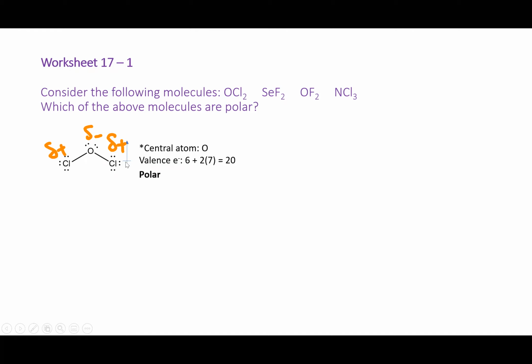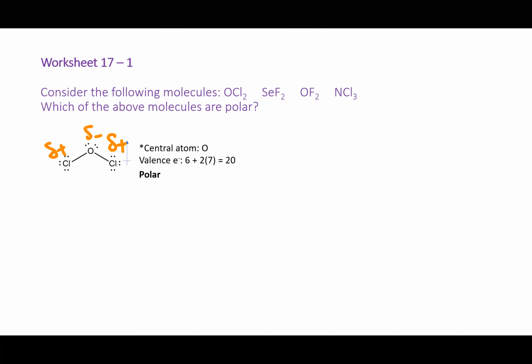So this bar right here indicates a partially positive charge here where the chlorines are located, and this arrow here indicates where the partially negative charge is. So it's going through the molecule like this. So this is a polar molecule. Let's take a look at another option.